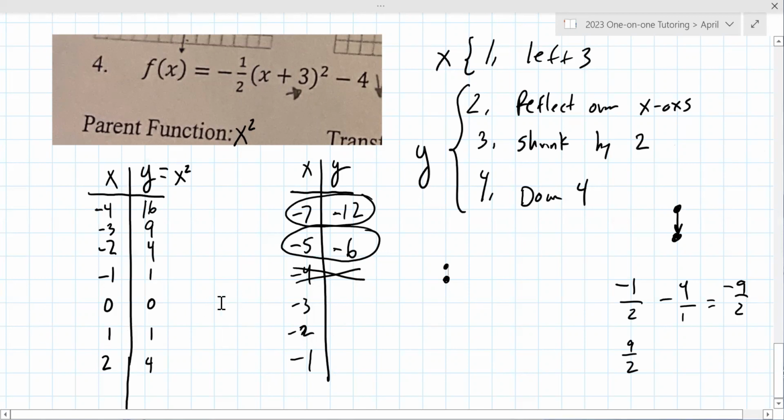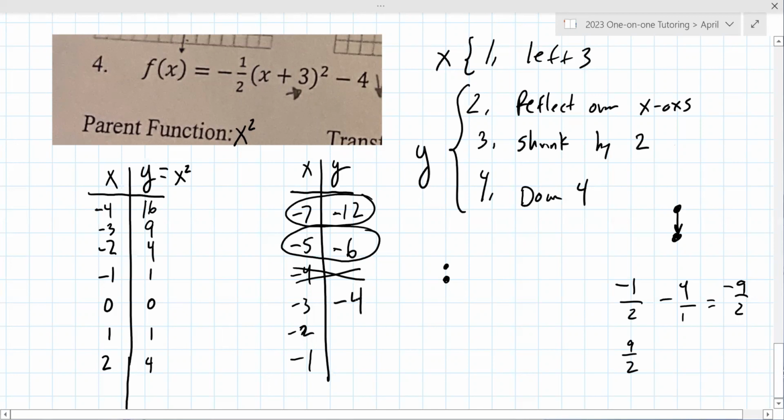I just need to remember that formula and get it all right in my head. Let's see how that makes it easier. So let's go to this 0 here. 0 negated, 0 doesn't change anything. Shrunk by 2, divided by 2: 0 divided by 2 is still 0. Down 4 is -4.